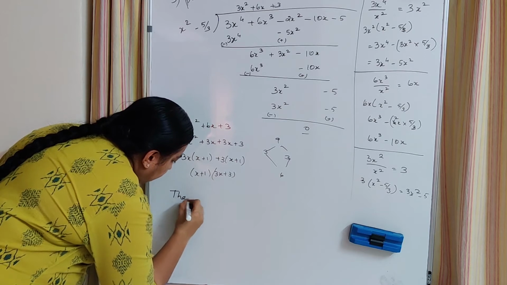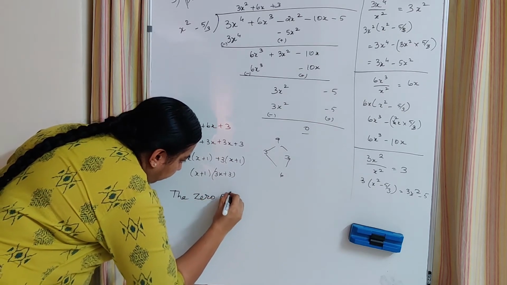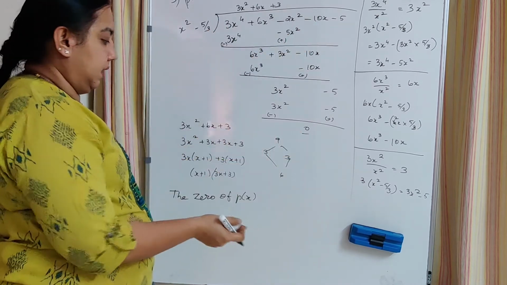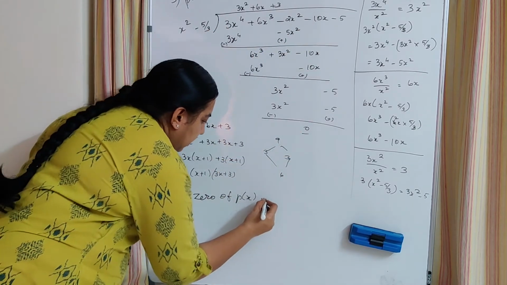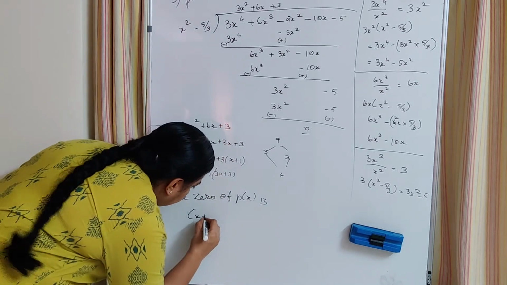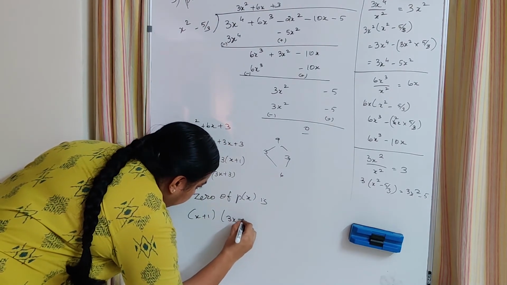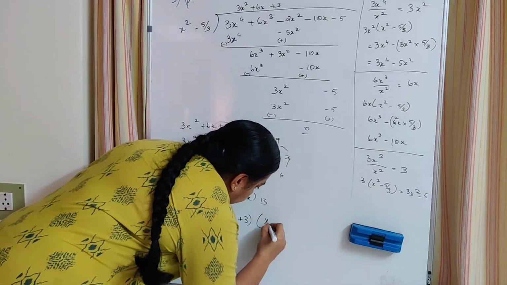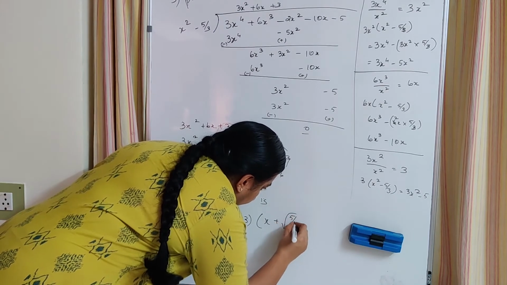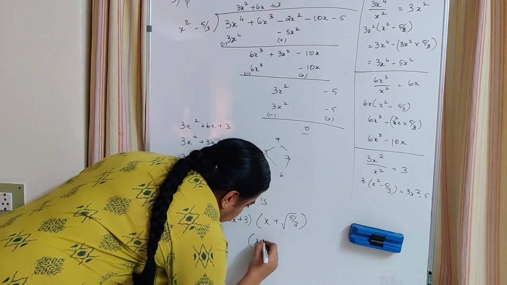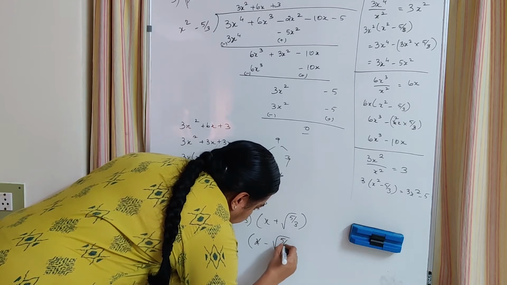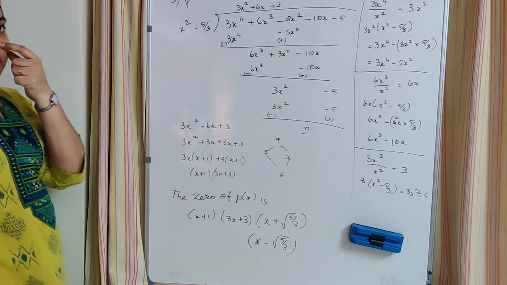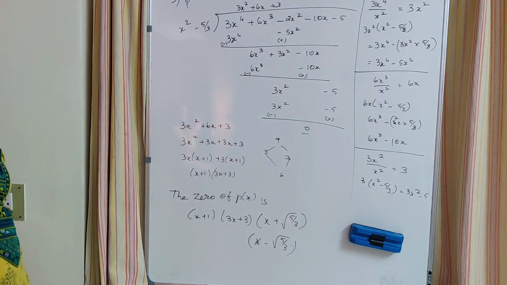So the zeros of p of x, because I can't write the whole term again. If you want, you can write p of x is x plus 1, 3x plus 3, and this term x plus square root of 5 by 3, the next term x minus square root of 5 by 3. These are the four zeros of this given polynomial. Okay, now I think you would have got it.